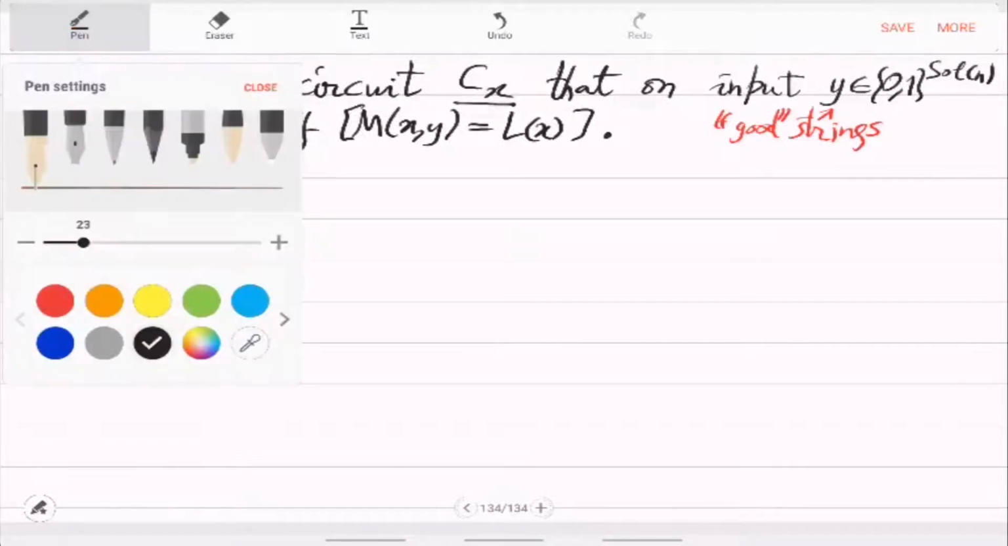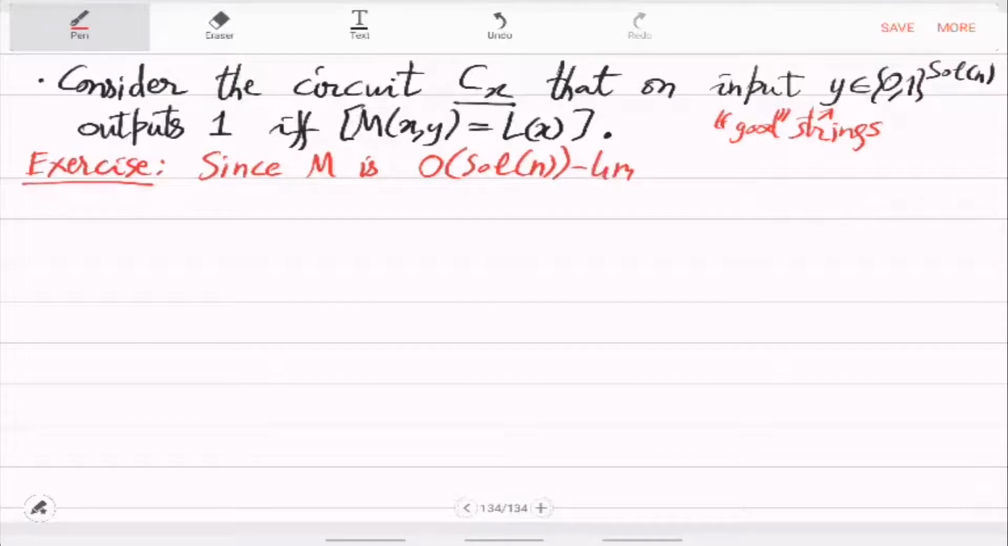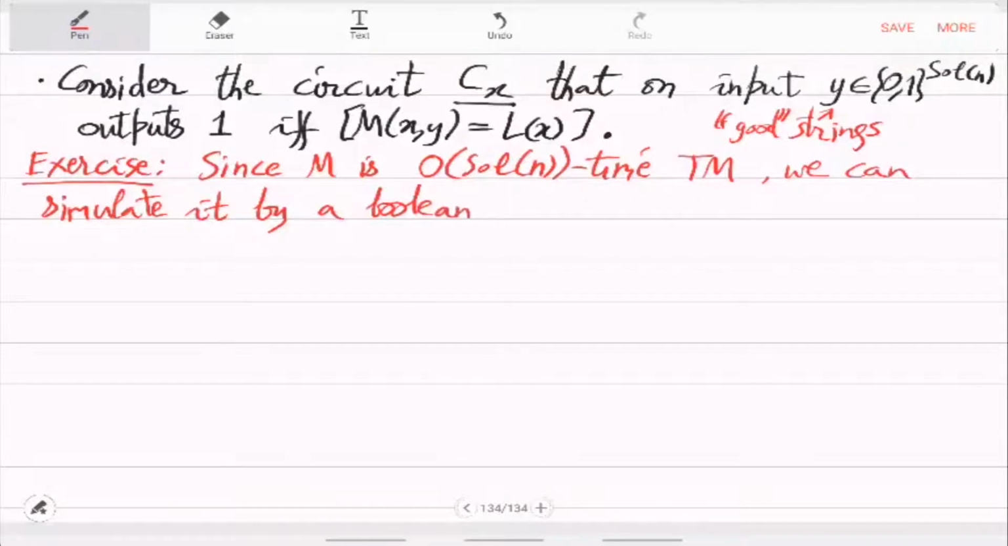This is what Cx is identifying, and as an exercise show that since M is S of L of n time, let us say Turing machine, we can simulate it by a circuit Cx of size square of that.